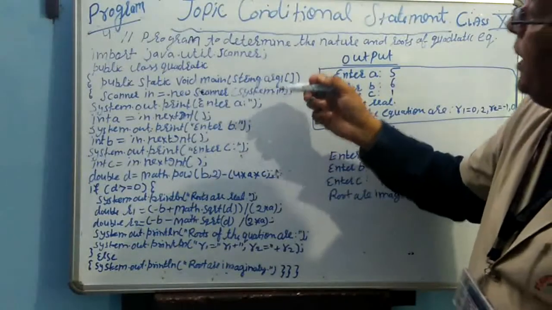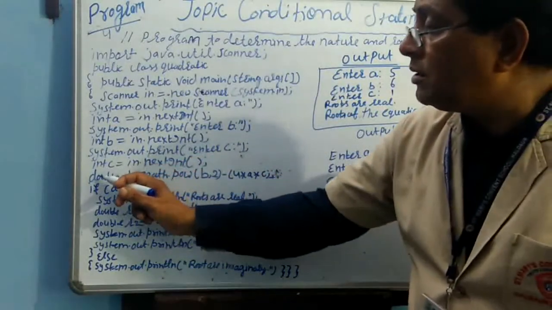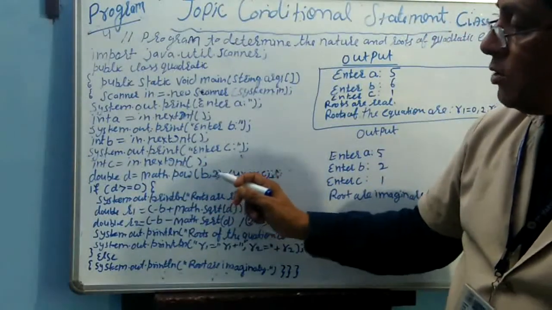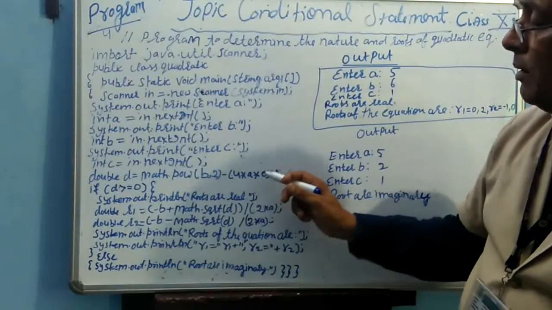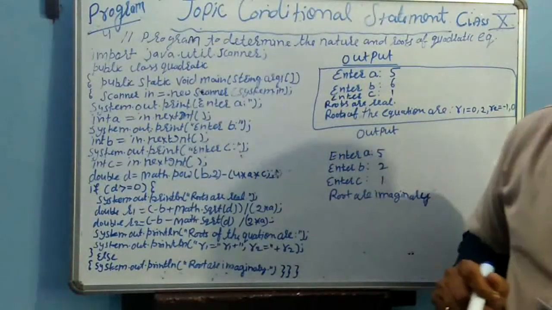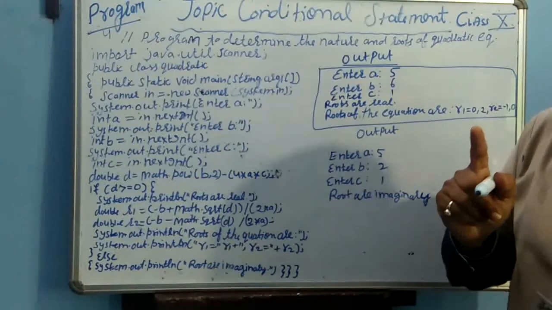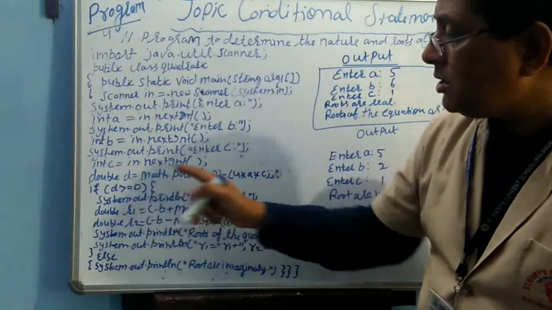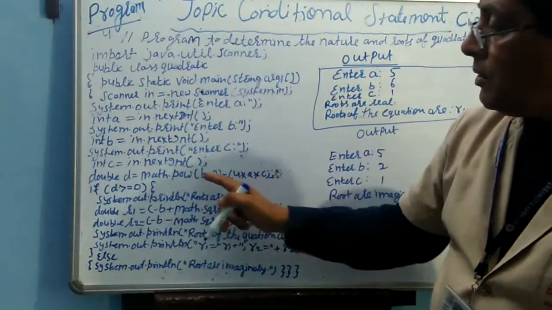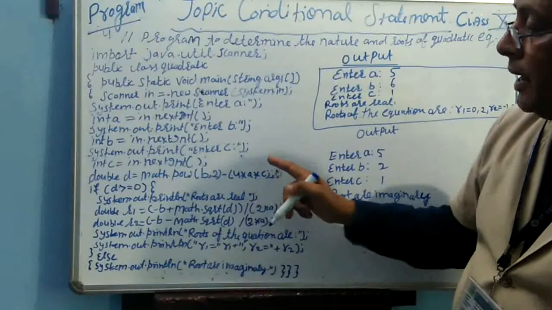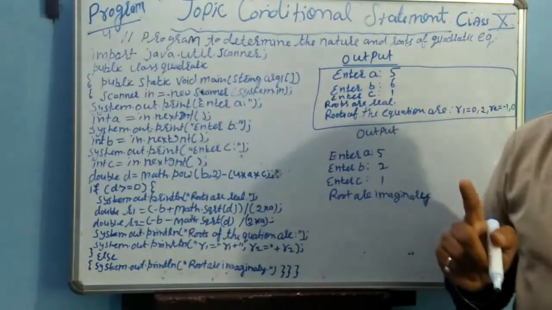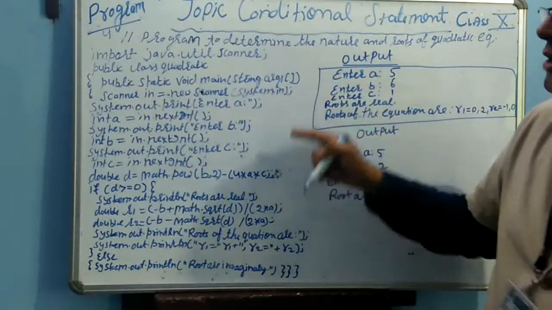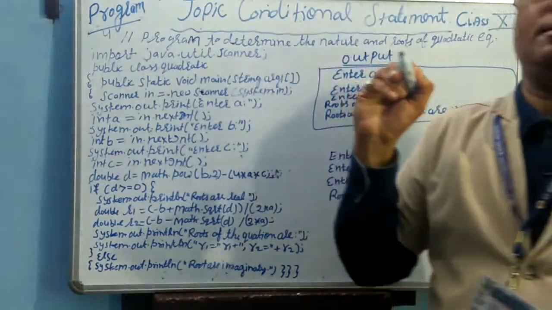Now you have to use the quadratic equation. double d = Math.pow(b, 2) - 4*a*c. In your math equation, d is equal to b square minus 4ac. That was the equation. Now this equation we have to change into the Java expression.